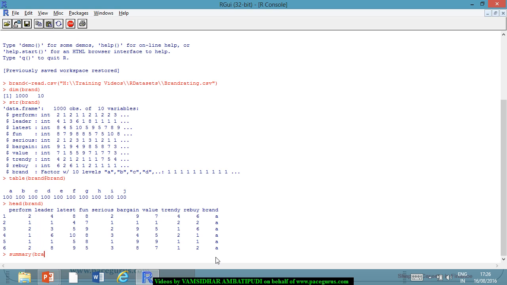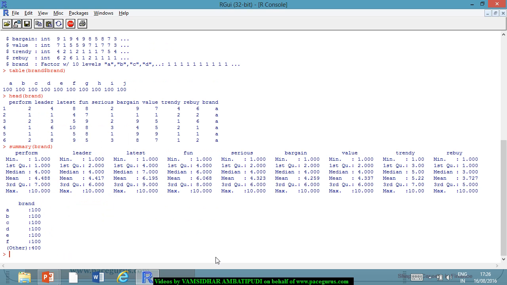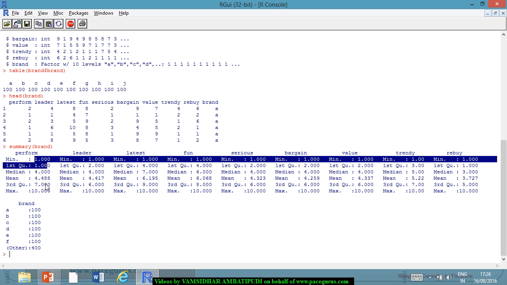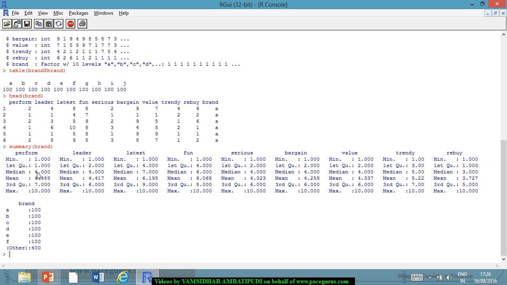If I want, I can have a quick look at some of the initial checks which we should always perform. Performance-wise, there is a minimum of 1 and a maximum of 10. The median is 4, the first quartile is 1, the third quartile is 7. Leadership is also similar, latest also similar. So this is the typical data that we are looking at.